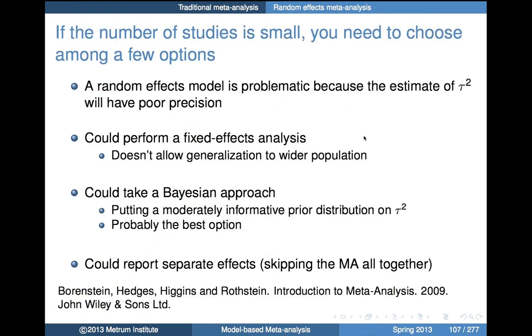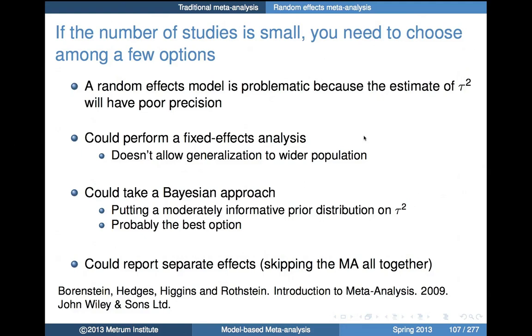So the question is, what should you do in that situation? Well, you need to make a choice. You can say, well, if I have a small number of studies, I'm just going to move to a fixed effects analysis. And that doesn't seem very satisfying. It doesn't give you this nice way to generalize into wider populations, or to get predictions for future studies. And we know that the confidence intervals are biased.